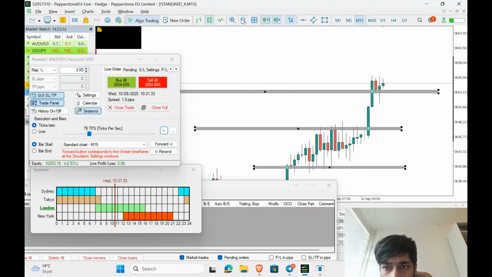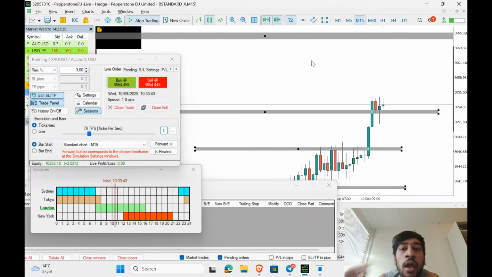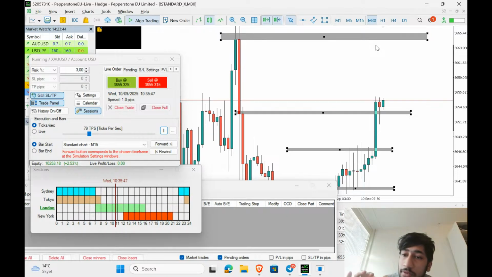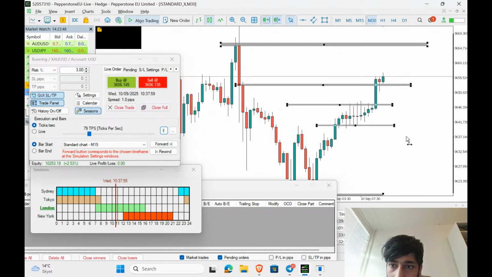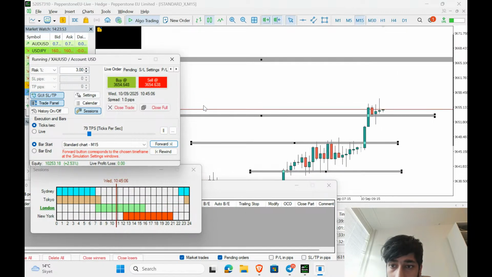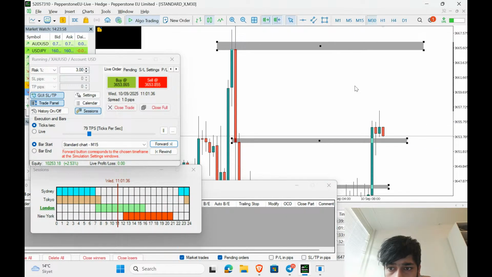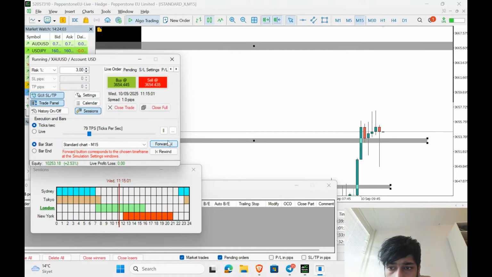M15, not confident. Even M30 formed an impulse setup. I'm not confident for the fact that we are moving up too much and we have rejections. Just not confident. Forward. Now I'm confident, sort of.